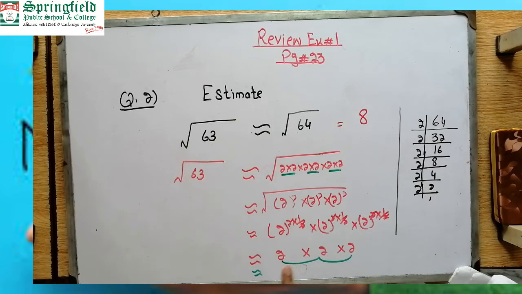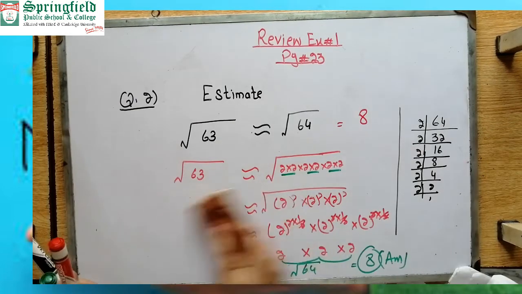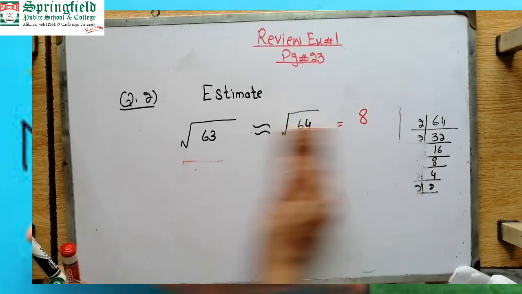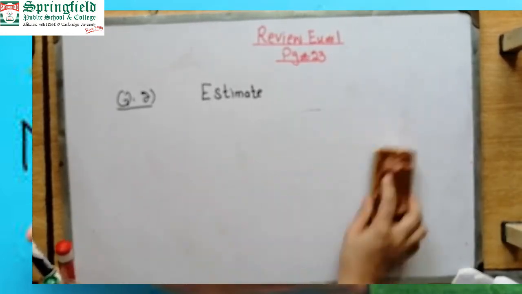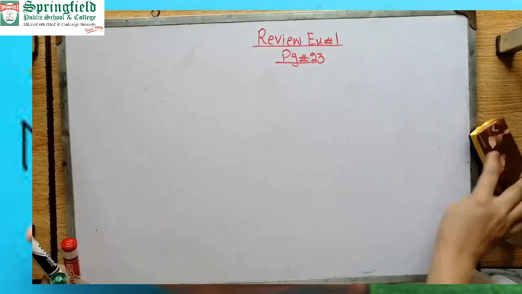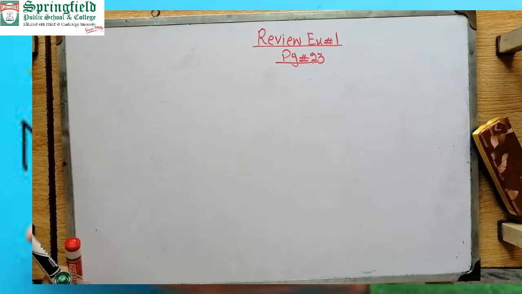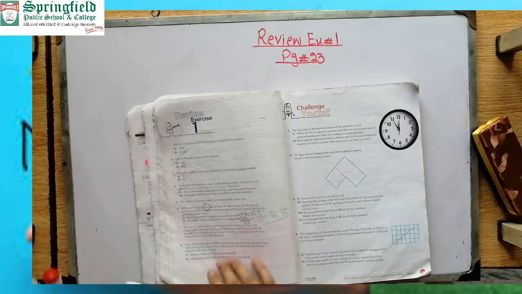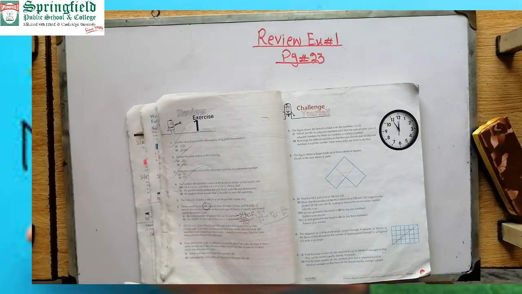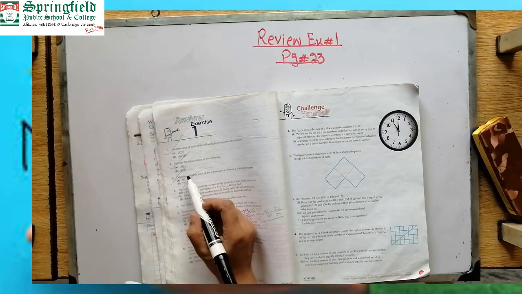Fine. So you can write here square root of 64 is equal to 8. It means the square root of 64 is equal to 8. Understood, beta? Okay. And then you will guess a number. You will take a round of 345.